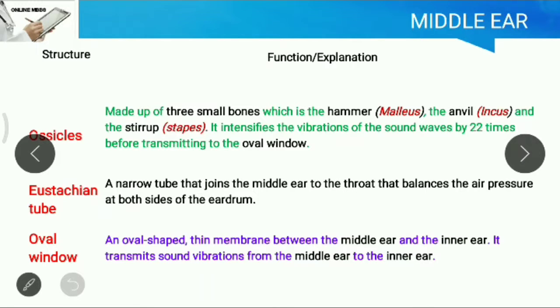Now comes the oval window. An oval window is an oval shaped thin membrane between the middle ear and the inner ear. It transmits sound vibrations from the middle ear to the inner ear.